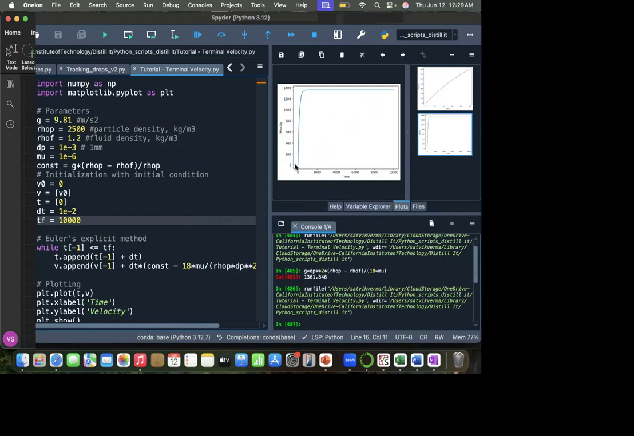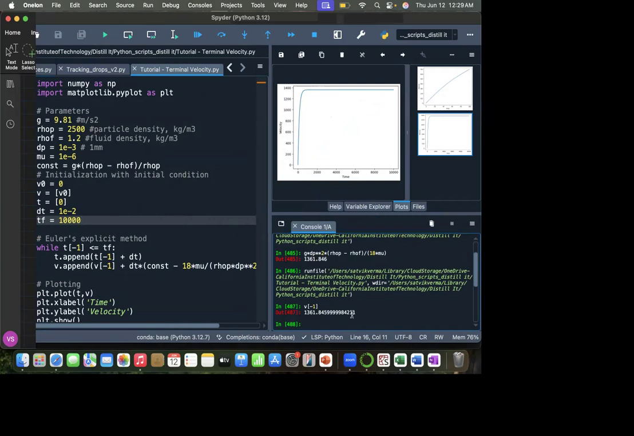So now you see, after a certain time, it has reached the terminal velocity. If we see the last value of the velocity, that is just the terminal velocity, right? It approaches the terminal velocity. It has to asymptotically reach the terminal velocity, which is what we are getting over here. So we have been able to get to the terminal velocity using this ordinary differential equation, right?